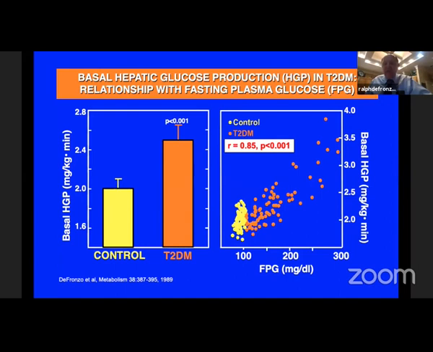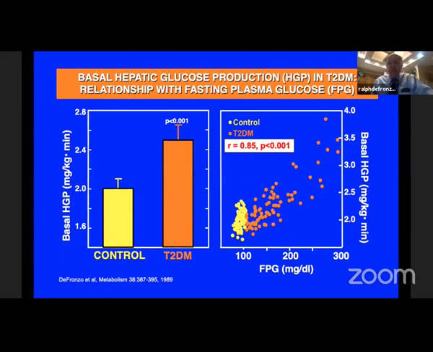On the y-axis is the rate of hepatic glucose production. The control subjects all cluster with a fasting glucose of 90 and a basal rate of hepatic glucose production of 1.8 to 2. The orange dots are the diabetics, and you can see as the rate of hepatic glucose production goes up, so does the fasting glucose, and the correlation coefficient here is incredibly strong. It's 0.85. So the major cause of fasting hyperglycemia is this excess production of glucose by the liver.